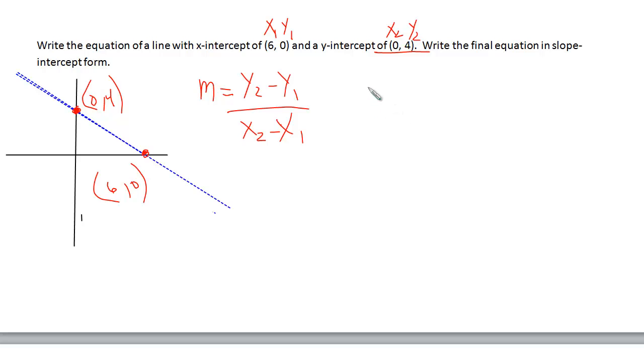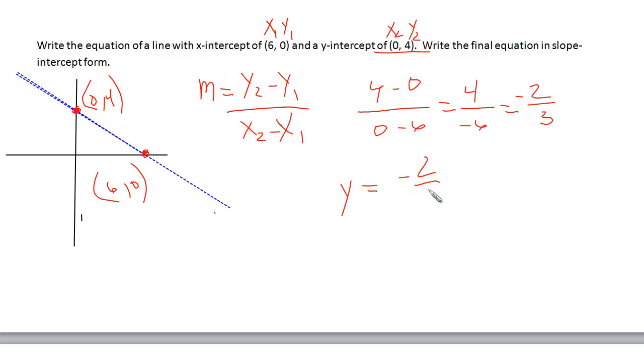Then we just sub it in. I say I get 4 minus 0 over 0 minus 6, which reduces to negative 2/3. So there's my slope. So y equals negative 2/3 x. And then I need b, the y-intercept, but they already tell me that here. So plus 4.